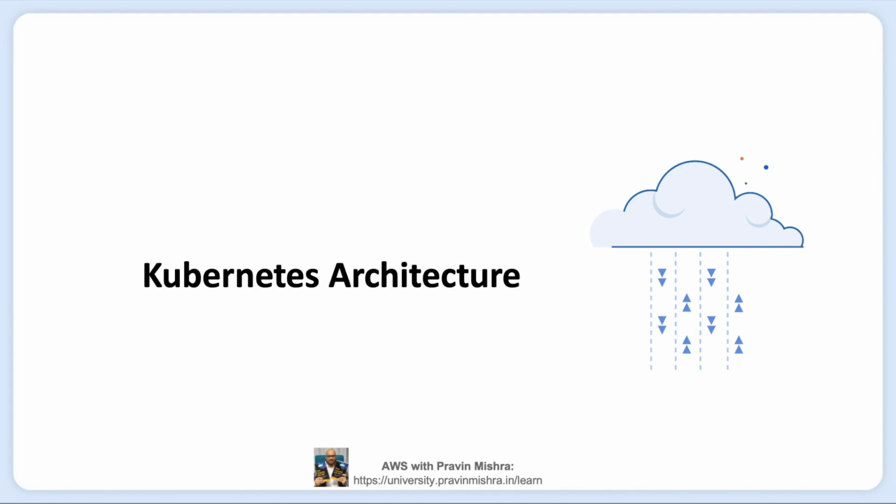But how does Kubernetes do that? That's where Kubernetes architecture comes in, because Kubernetes has different components and they play different roles to make sure everything is working as expected.